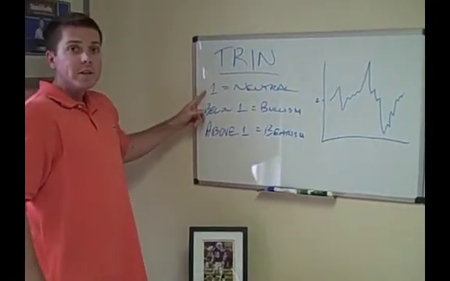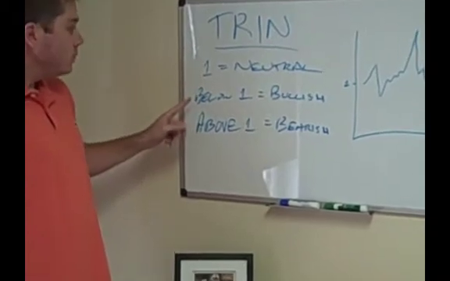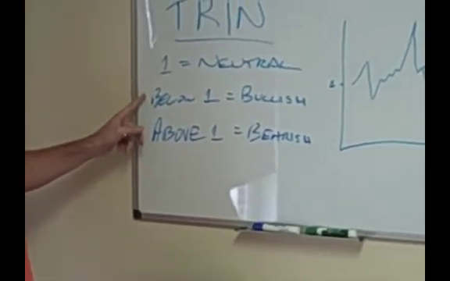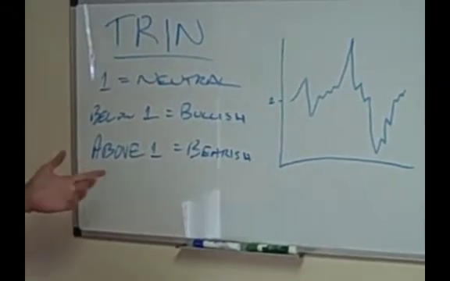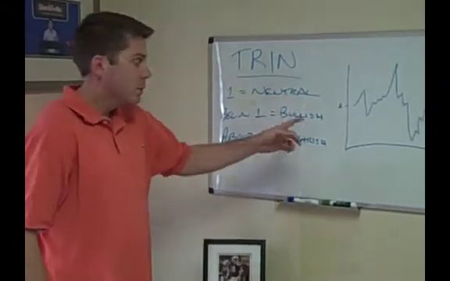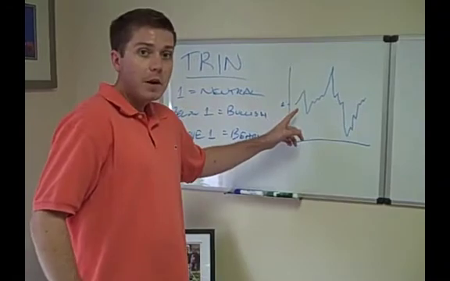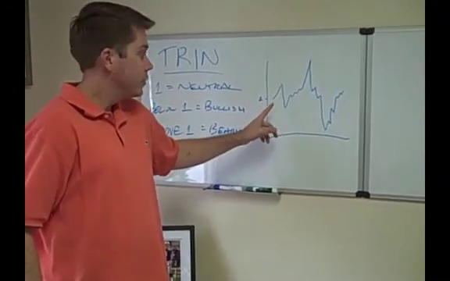A reading of 1 is neutral in TRIN. A reading below 1 is bullish, and a reading above 1 is bearish. Pretty simple stuff, right? So, it's not uncommon to see a very volatile intraday trend chart.